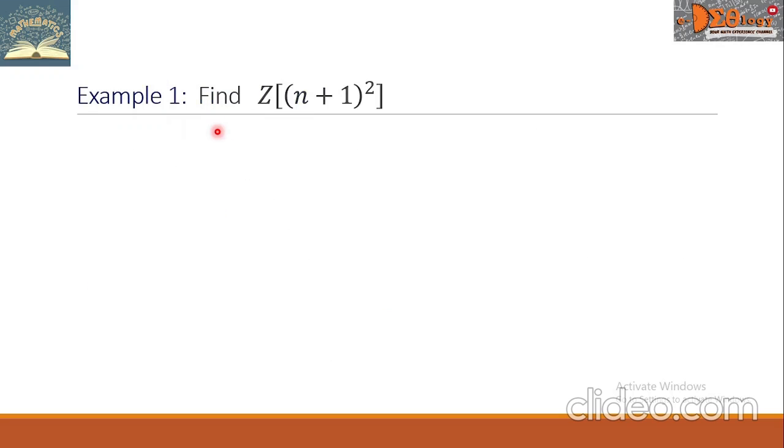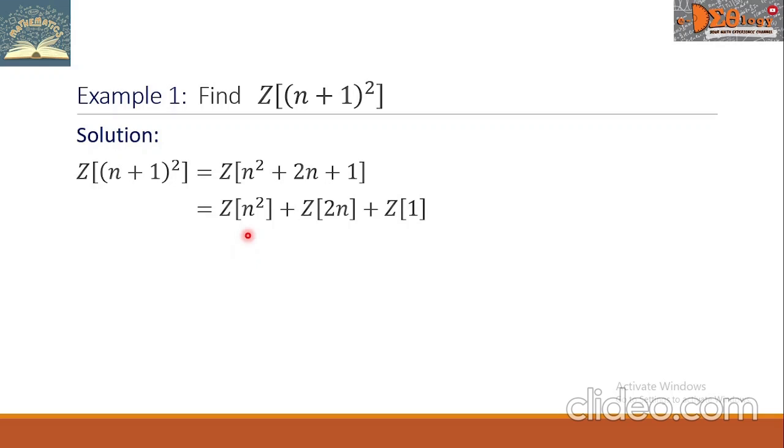Example 1. Find the Z transform of n plus 1, the quantity squared. Let us expand the square of n plus 1. So we have this n squared plus 2n plus 1. By the property of Z transform, we will take the Z transform of each term of our trinomial. So we have Z transform of n squared plus Z transform of 2n plus Z transform of 1.